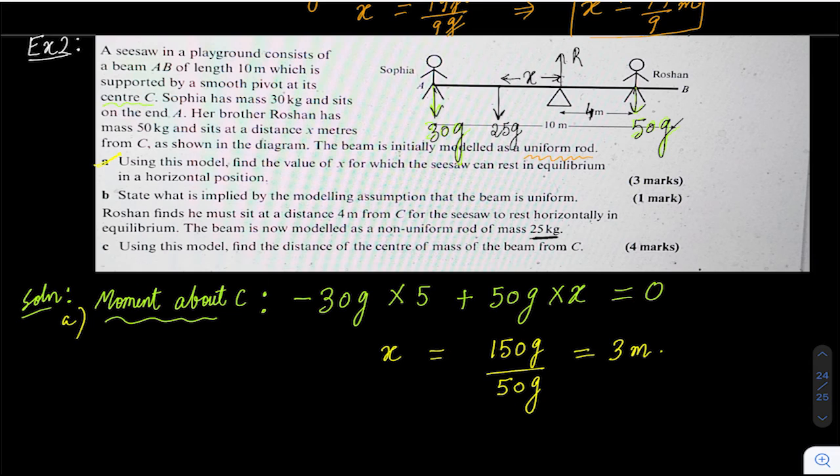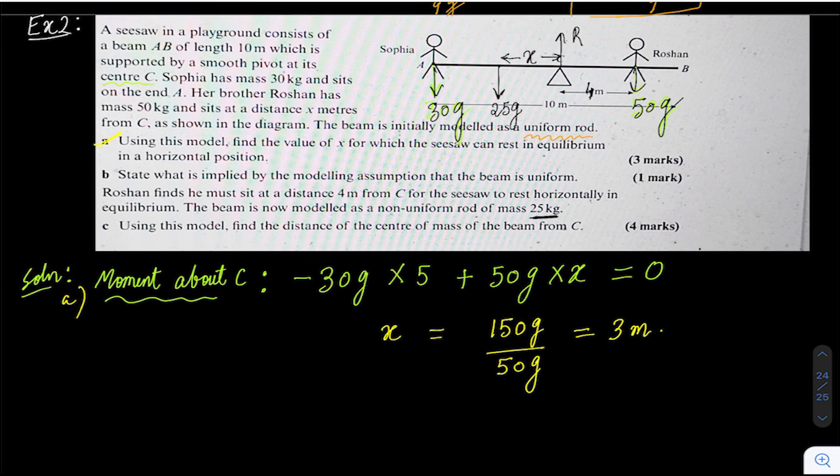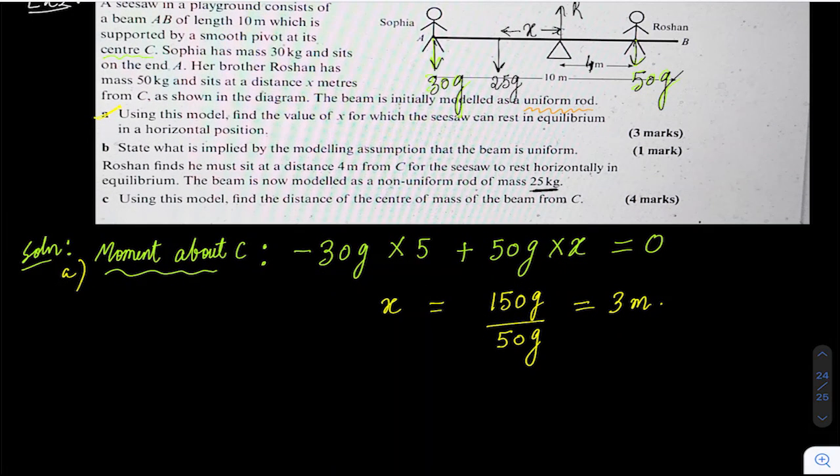Now these are all my forces. So there will be 4 forces: weight of Sophia, weight of Roshan, weight of rod, and one reaction force. So let's try to calculate everything now. So we need to find basically x in this. Where is the center of mass? So let's try this question now.